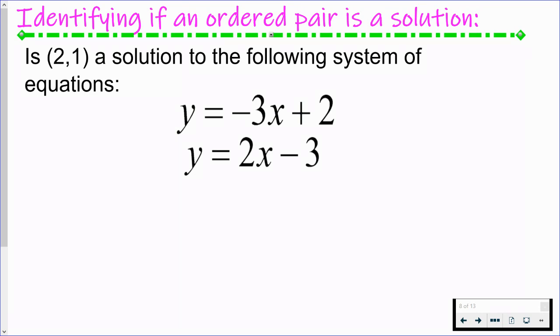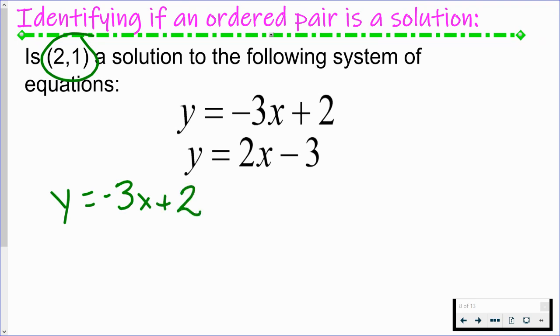Now, in order to do this, what you're going to do is you're literally just going to substitute in your x and your y. Okay. So in this situation, I'm working with 2, 1, and I'm going to plug them into the 2 different equations. Okay. So first, let's start with y equals negative 3x plus 2.